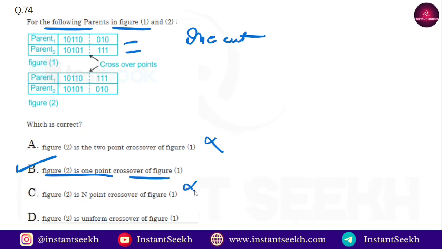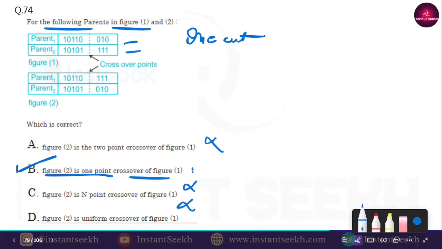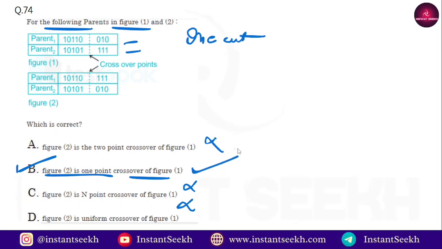Uniform crossover means randomly choosing each bit independently from one of the parents. Okay, no fixed crossover point, so option D also gets eliminated. Your correct answer is option number B, 1 point crossover. Okay, let's move on to the next one.